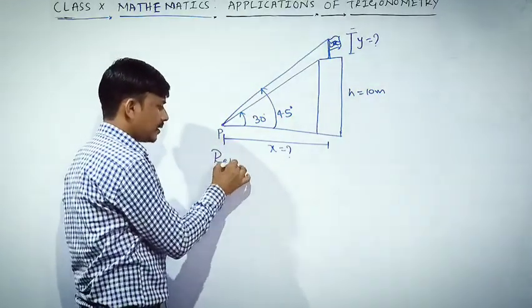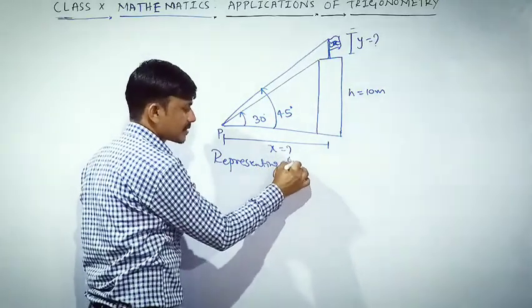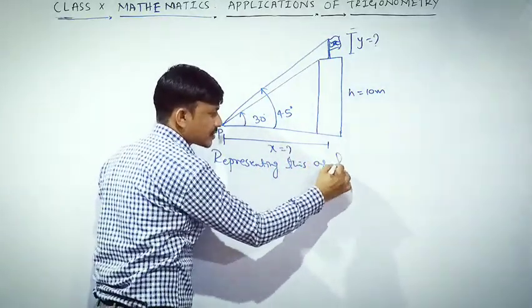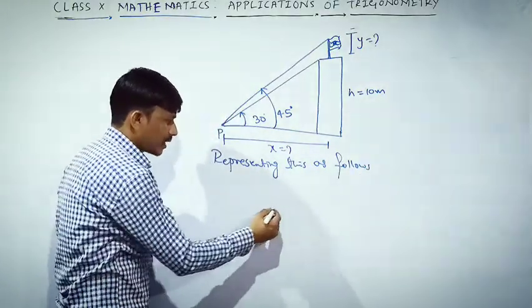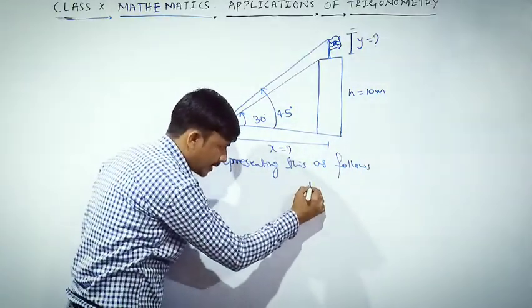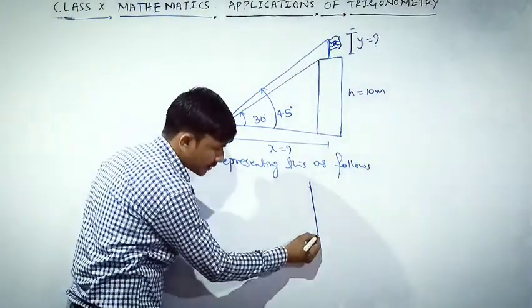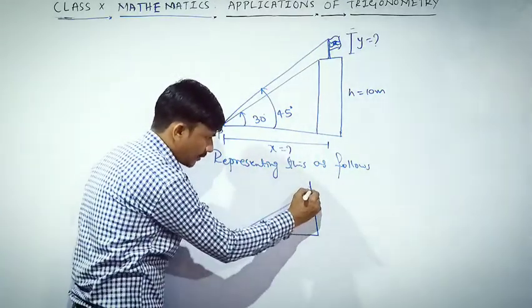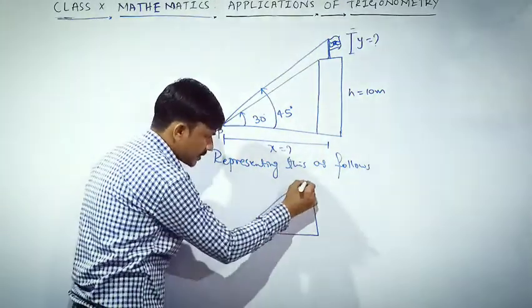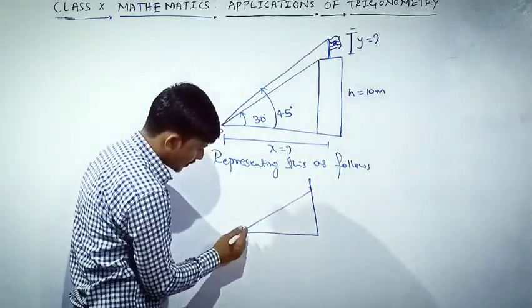Representing this as follows. How will you represent it? Geometrically, to represent, this is the building plus what? Building plus flag. This is the distance between the point and the building. This is the angle of first elevation. This is the angle of second elevation. Correct? Angle of first elevation, angle of second elevation.